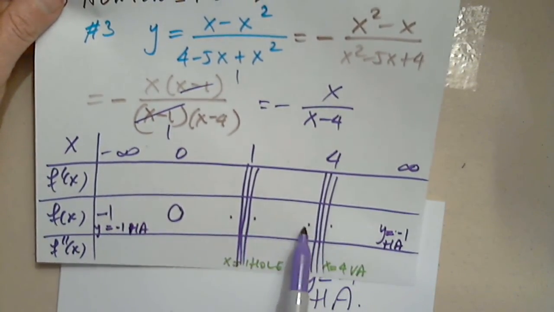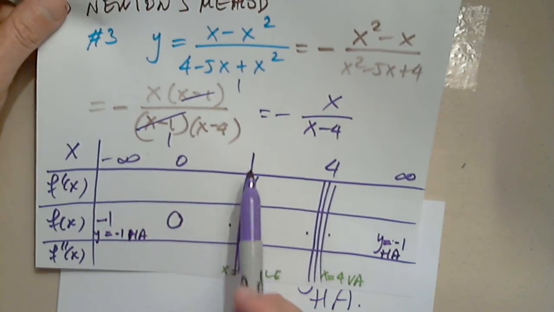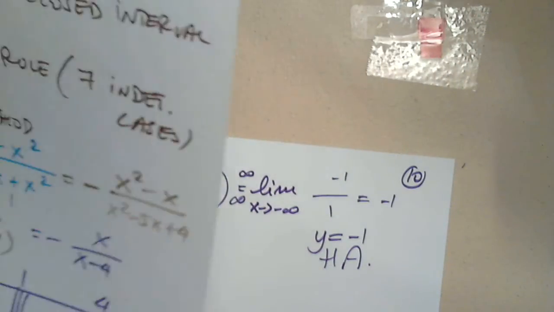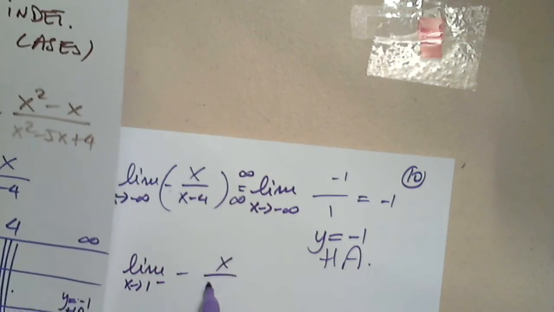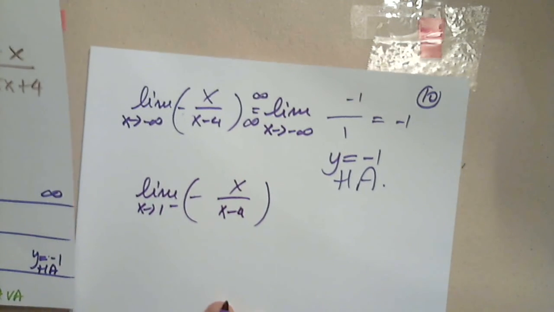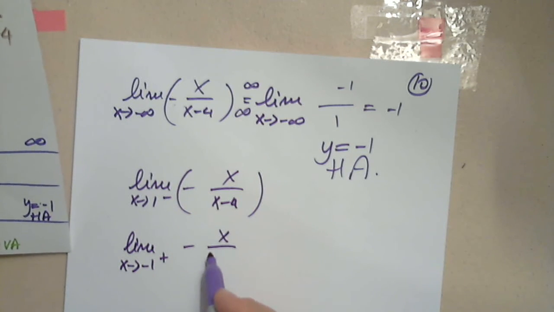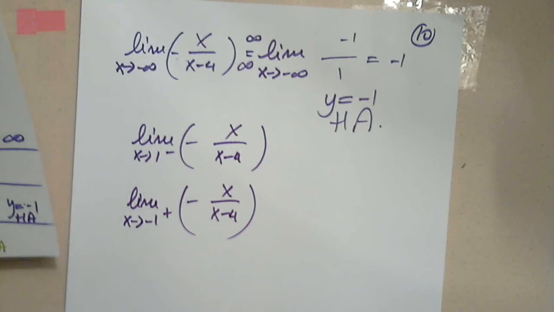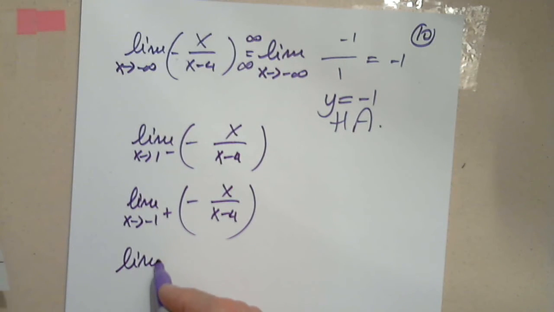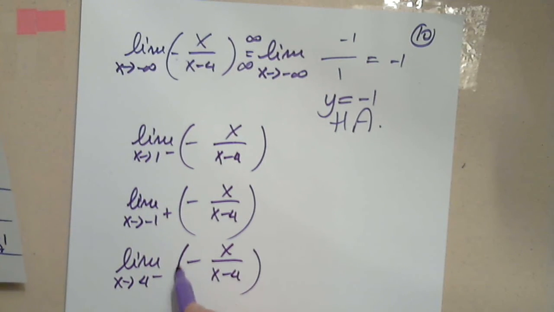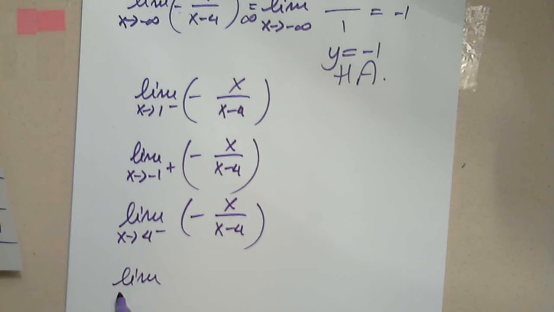Okay, now I have to determine these limits here. So the limit as x approaches 1 from the left of negative x over x minus 4. Then I need the limit as x approaches 1 from the right of negative x over x minus 4. And then these two: the limit as x approaches 4 from the left of negative x over x minus 4. And the last one, the limit as x approaches 4 from the right of negative x over x minus 4.